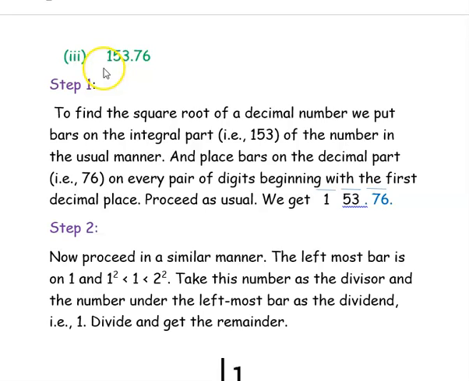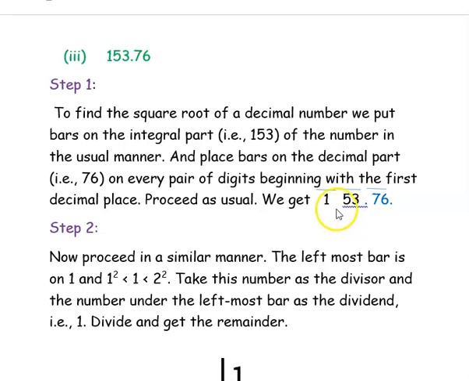The next question given is: find the square root of 153.76. Solution. First step: to find the square root of a decimal number, we put bars on the integral part. Here the integral part is 153, in the usual manner. And also we have to place bars on the decimal part. Here the decimal part is 76, on every pair of digits beginning with the first decimal place.